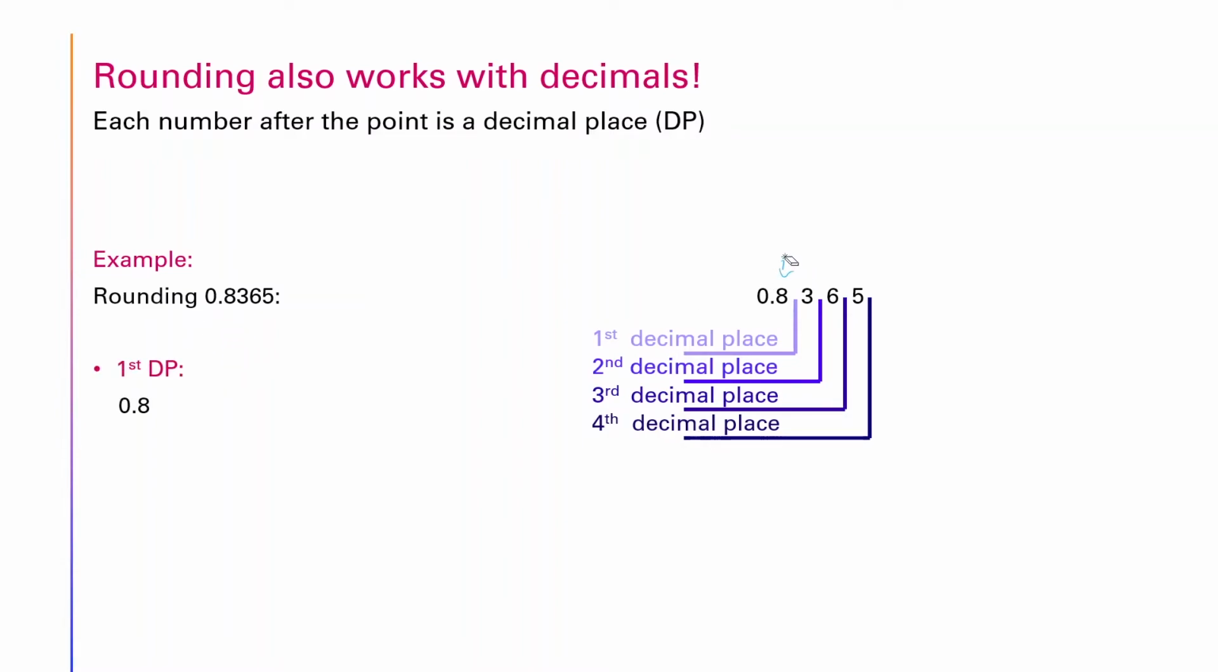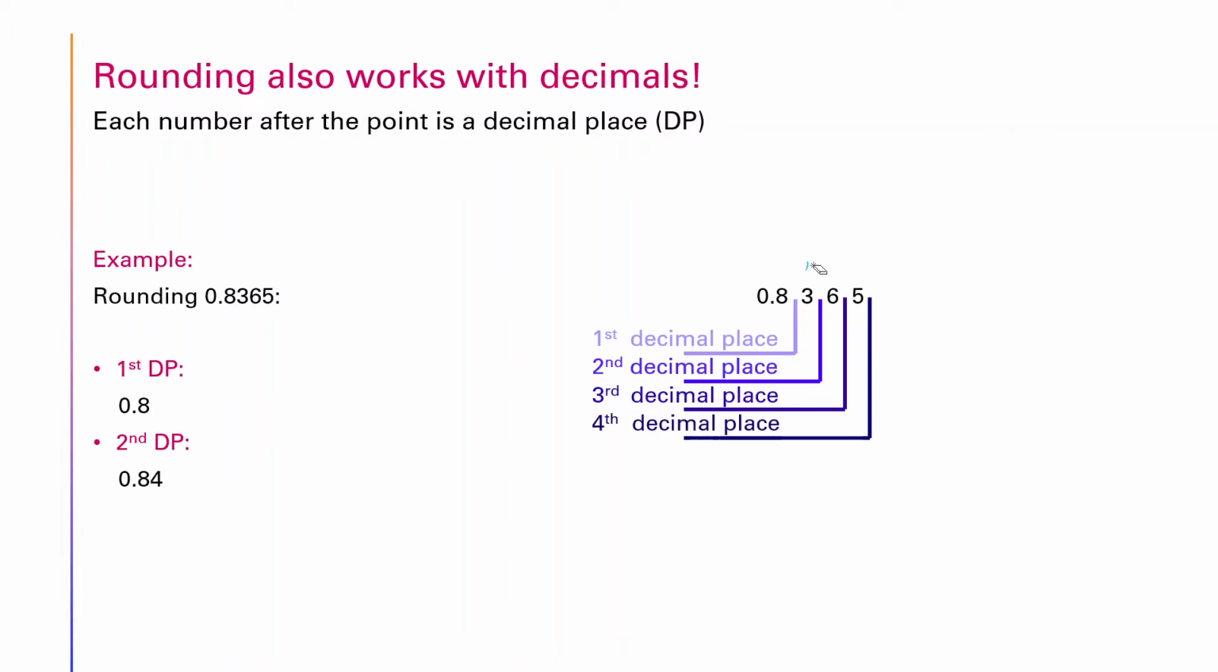Now second decimal place. Second decimal place, we would be changing 3, as 3 is in the second decimal place. Now the number to the right of 3 is a 6, and we know that numbers 5 to 9 are rounded up. So our answer would be 0.84.